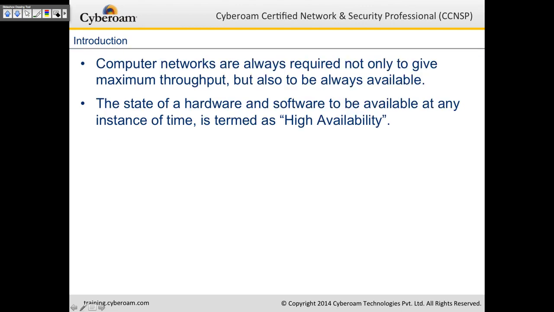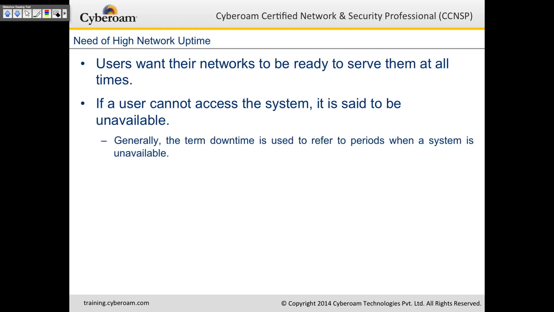Computer networks are always required not only to give maximum throughput, but also to be always available. The state of hardware and software being available at any instance of time is termed high availability. Now, users want their networks to be ready to serve them at all times. If a user cannot access the system, it is said to be unavailable.